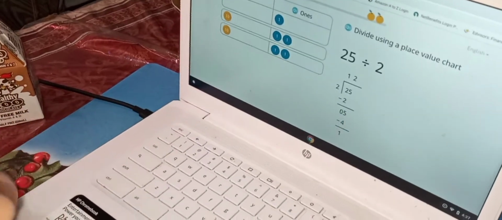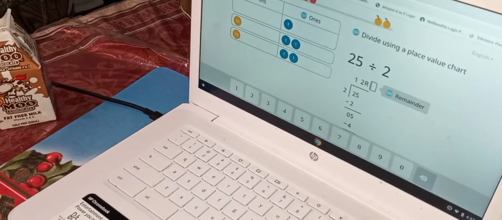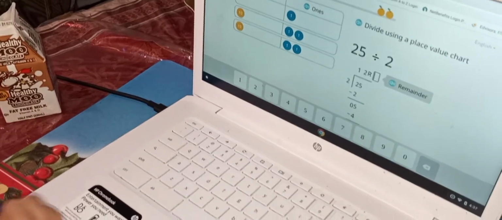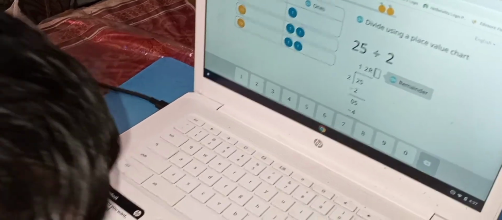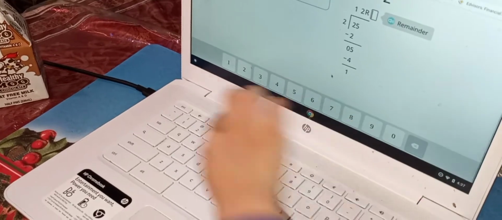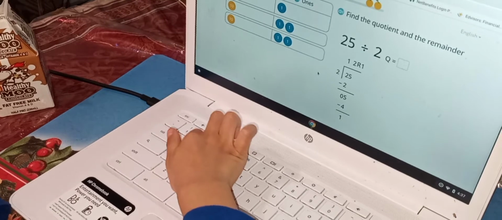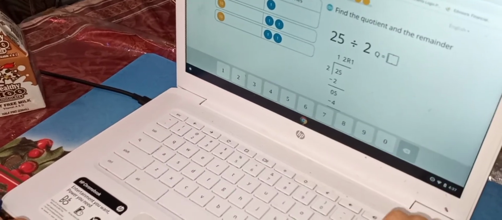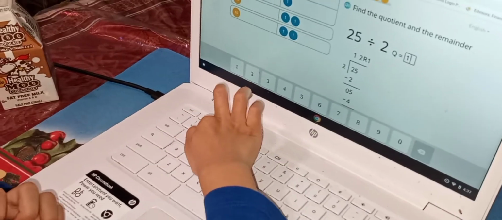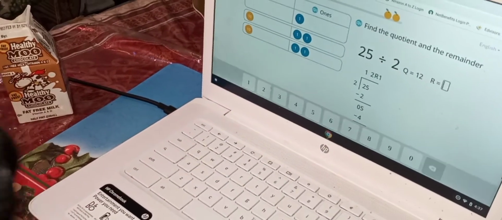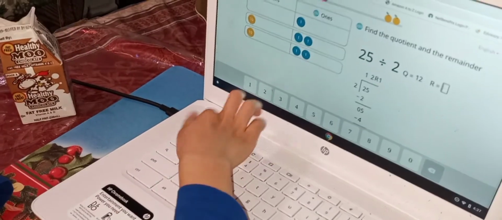1. And can you divide 1 by 2? No. Then that would be your remainder. So your remainder is 1. And your quotient is 12. What is your quotient? And your remainder is? The 1. All right.